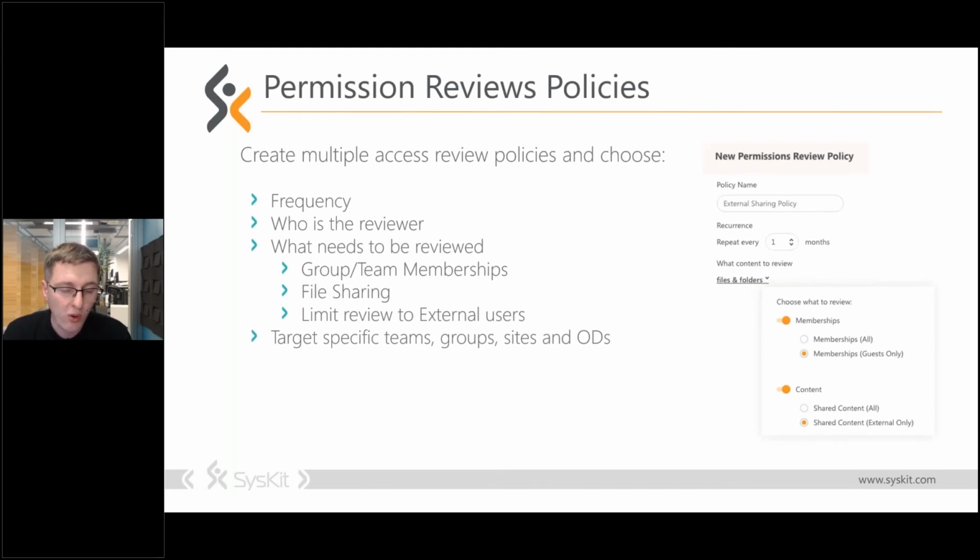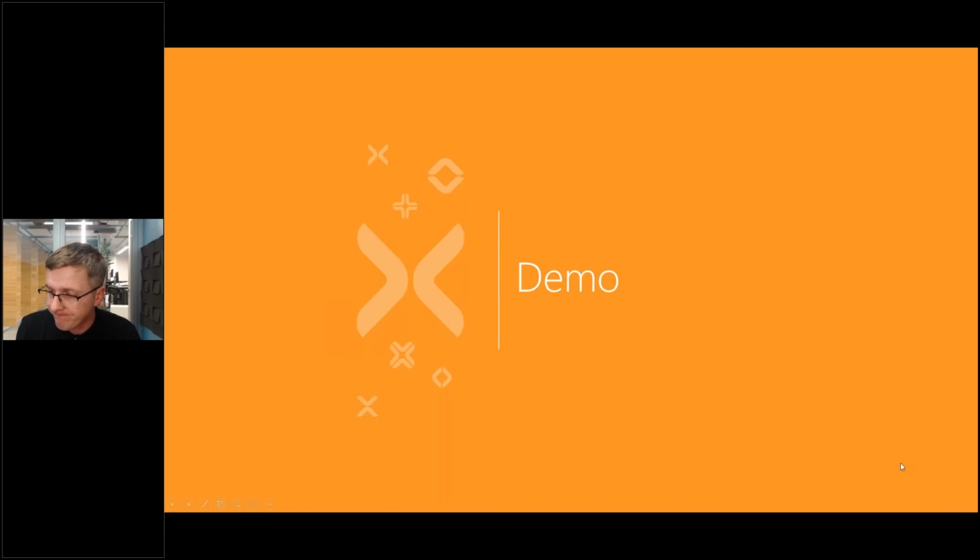And what's pretty cool is that you can have multiple policies and you can have different policies on different teams, different groups, different sites, even OneDrives, depending on how you want to configure it. Maybe it's going to be by department, maybe for the legal you want to do, let's say, more frequent reviews, or maybe it's going to be that public teams have different rules or something like that. You can completely automate it and customize it the way you want. Okay, let's jump in to our last demo.